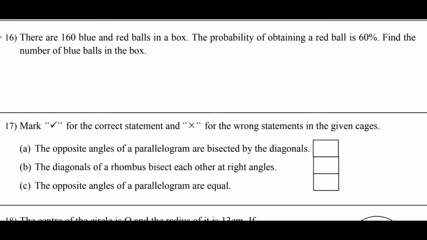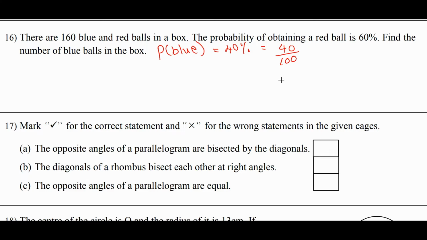There are 160 blue and red balls in a box. The total number of red and blue balls is equal to 160. The probability of obtaining a red ball is 60%. Find the number of blue balls. Right. The probability of red balls is 60% means the probability of blue balls should be 40%. That represents 40 out of 100.